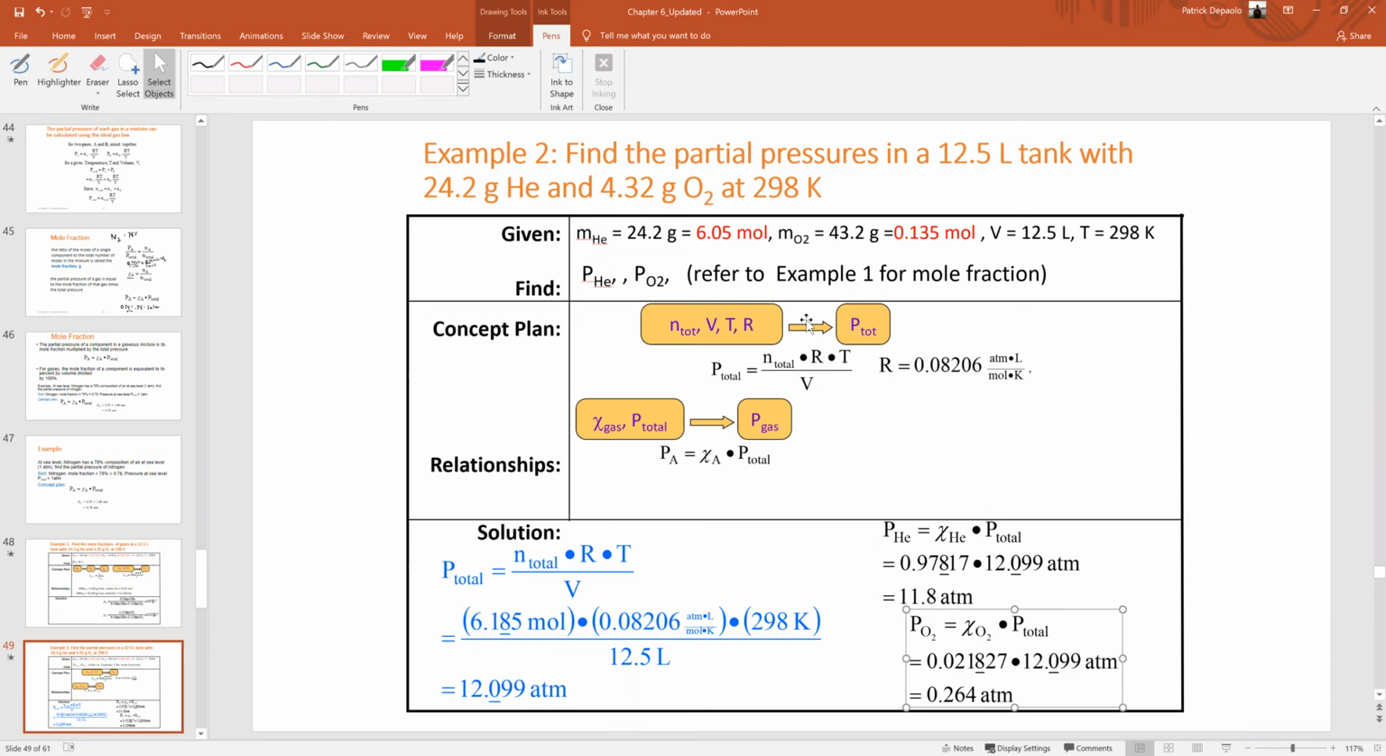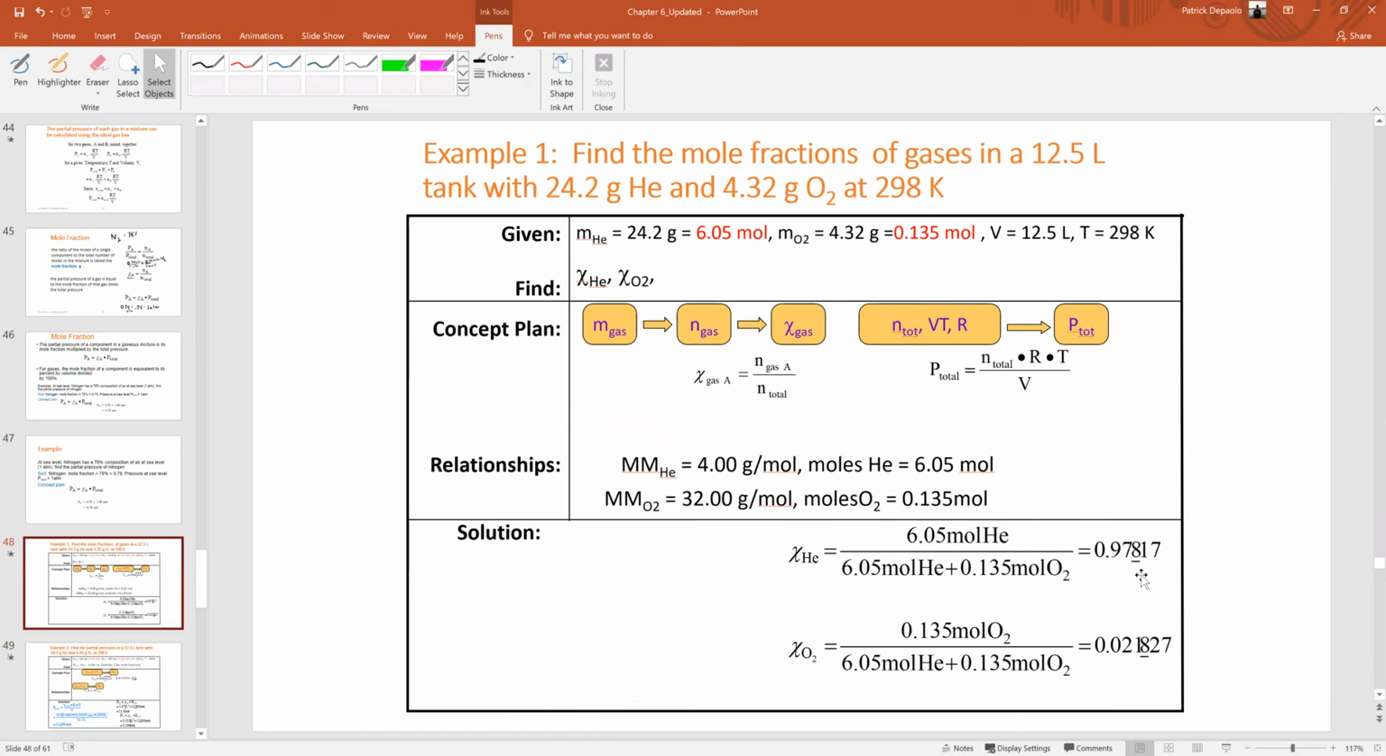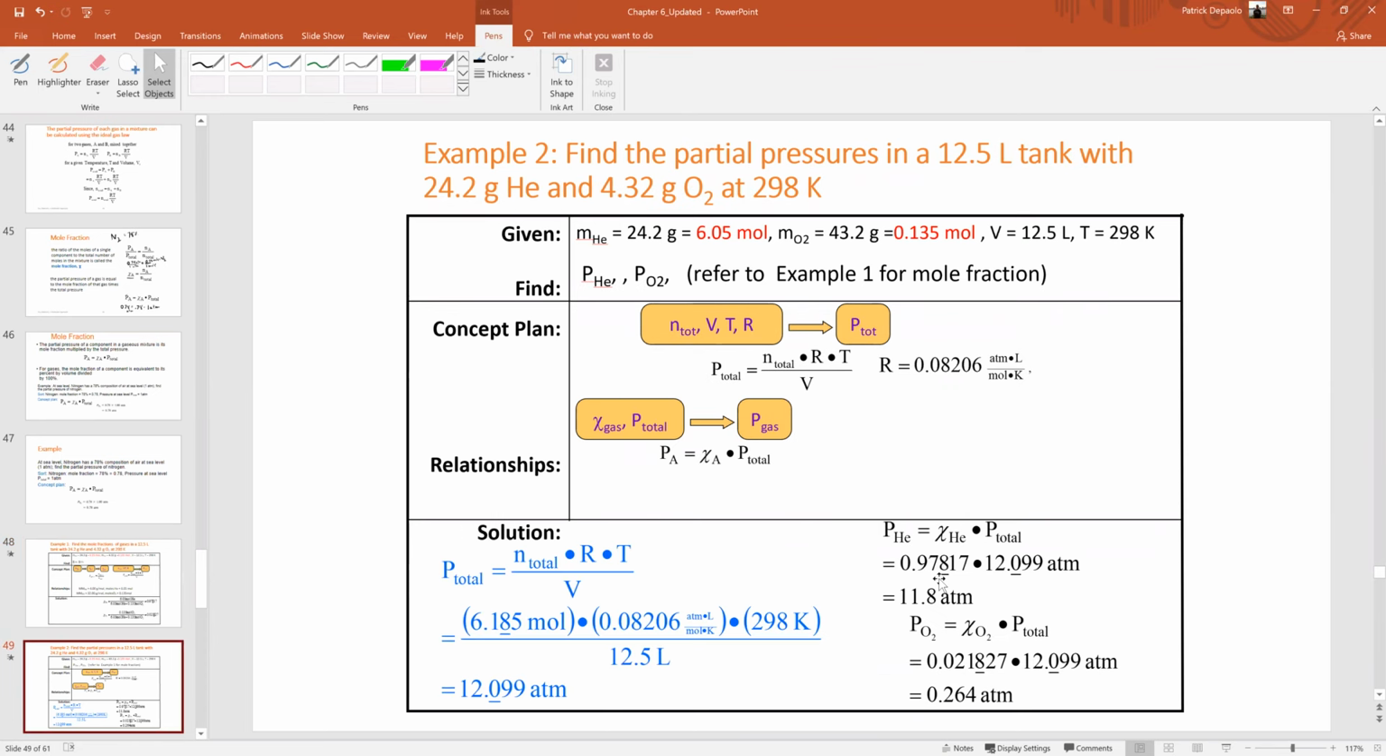Yes, I have a question. Can you explain how they got the 0.97817? This one? That's from the previous problem, where it's the mole fraction of helium. So the moles of helium divided by the total moles of gas in the mixture, and you get 97%, 0.978. Then you can use that mole fraction and multiply it by the total pressure, because the pressure percentage and the mole percentage are the same. Multiply them together, and you get the partial pressure of helium.